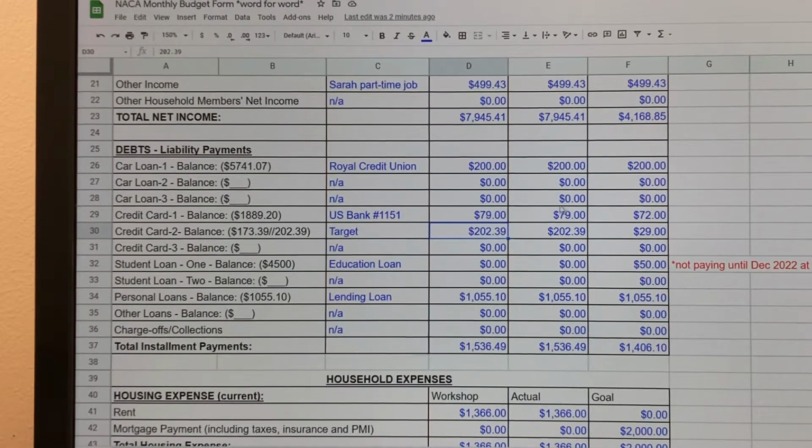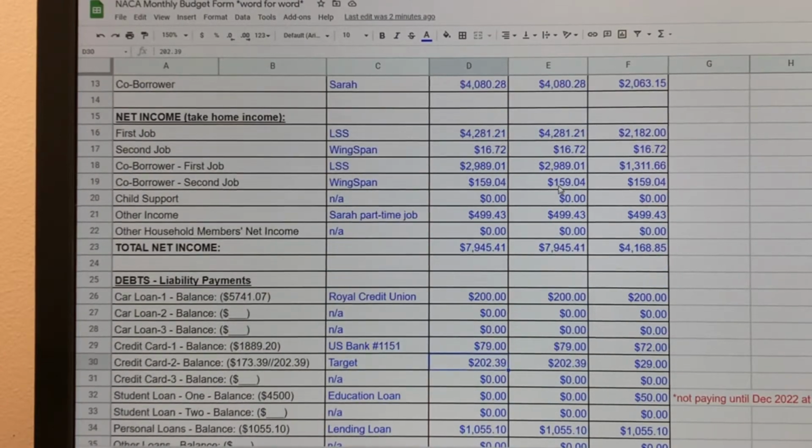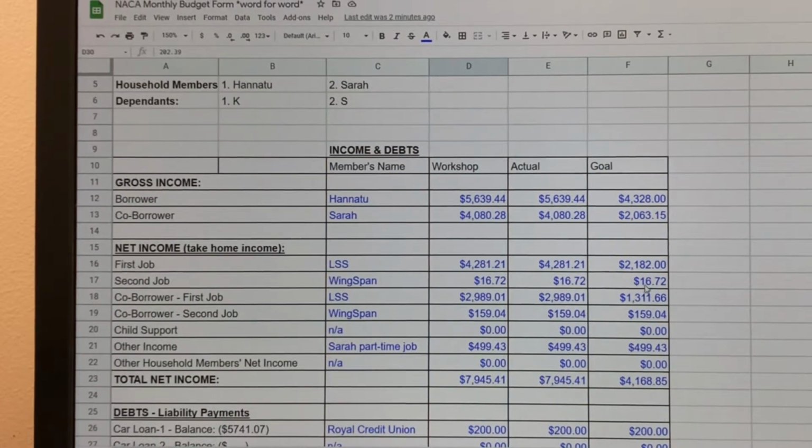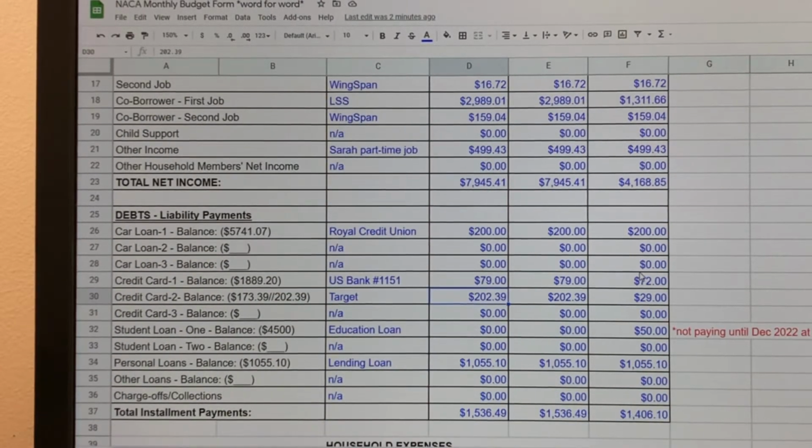If you notice, some of my workshop and actual columns are higher than my goal. That's because sometimes we end up paying extra. For debt, we try to pay it off sooner. Goal is typically what we're supposed to pay as a median for the month. But if we ended up trying to pay something off faster, our actual and workshop will be higher. And if our income was willing, which typically it is, we'll just adjust the goal to match that.